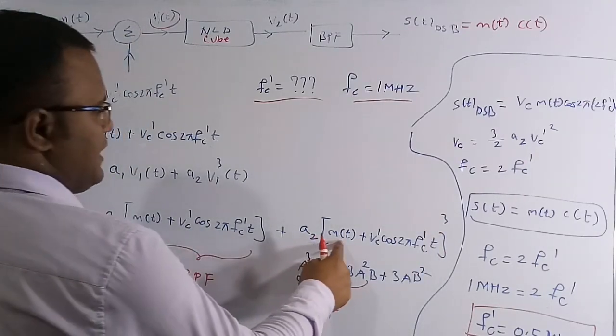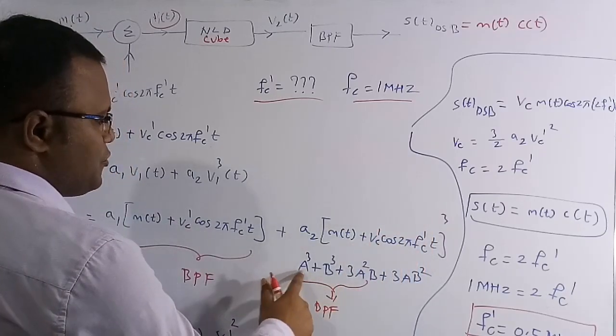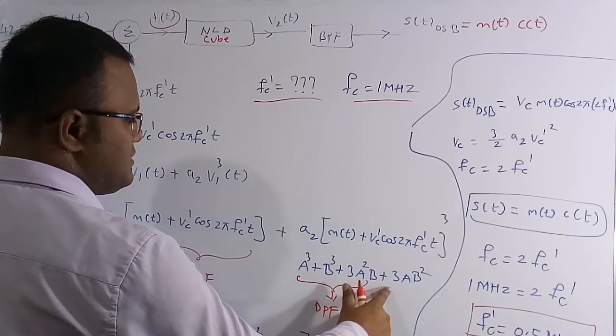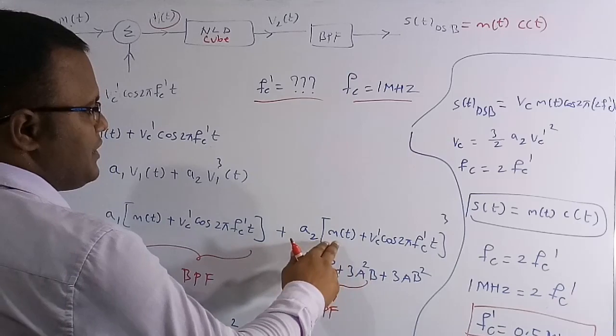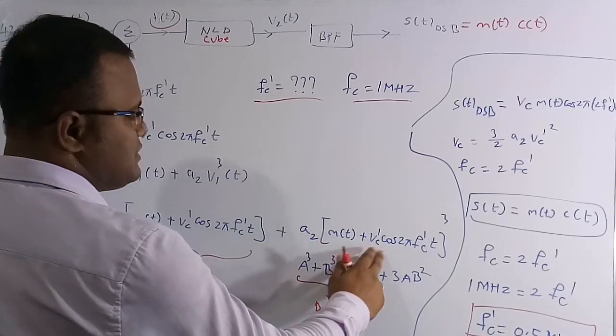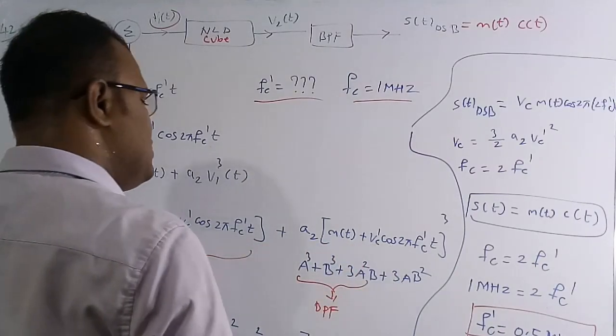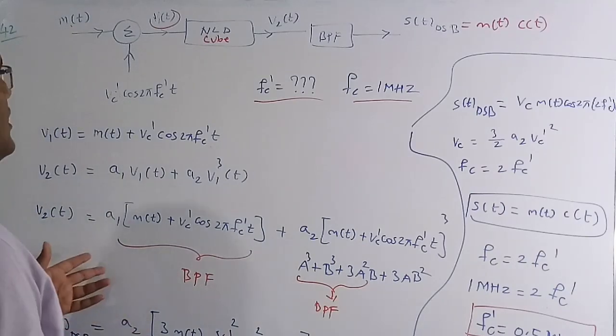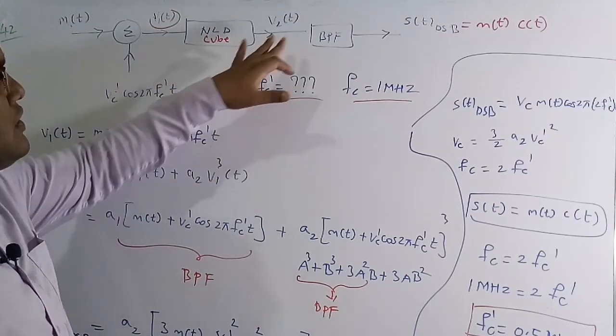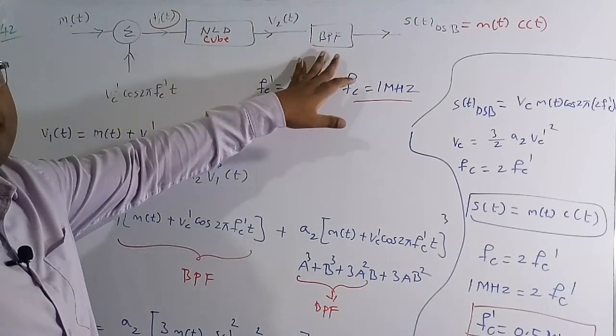So therefore here (A + B)³ is nothing but A³ + B³ + 3A²B + 3AB². I am assuming A is equal to m(t) and B is equal to Vc' cos 2πFc't. So now this is the output of this nonlinear device. This V2(t) is now input to the band pass filter.